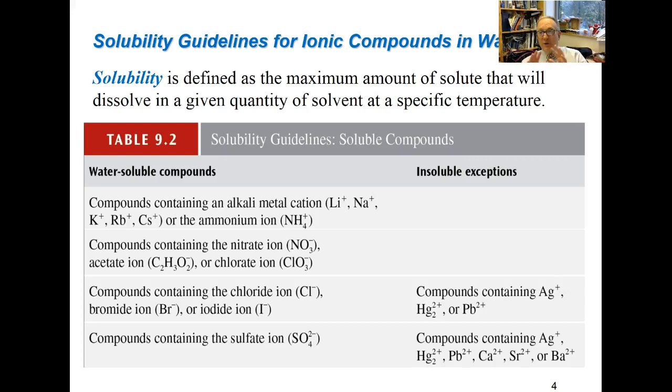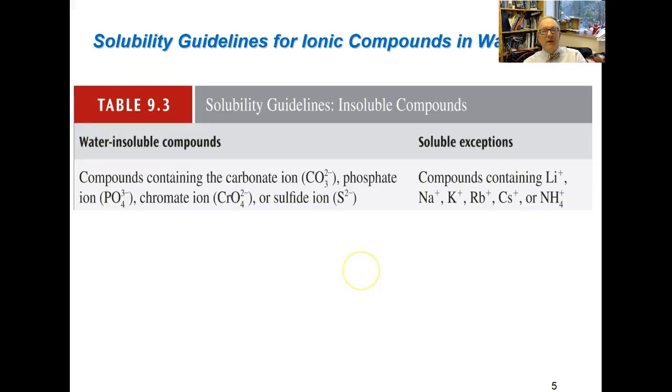Now we're going to look at the compounds that are always insoluble, except for their exceptions. The following polyatomic ions, if you find them in solution, that compound will be insoluble. Compounds that contain the carbonate ion, CO3 2-, the phosphate ion, PO4 3-, the chromate ion, CrO4 2-, or the sulfide ion, S2-, are always insoluble, except if those polyatomic ions are with these cations: lithium, sodium, potassium, rubidium, cesium, or ammonium.